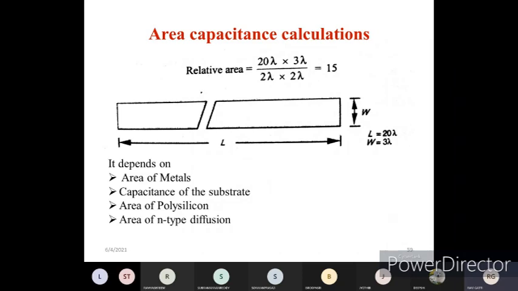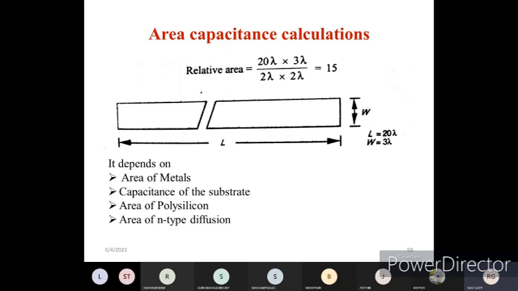When you want to calculate the area capacitance, it depends upon several factors. The first one is the area of the material, how much area of the material you are going to consider for the gate diffusion and for the n plus diffusion. It also depends on the capacitance of the substrate. The area of the polysilicon and the area of the n plus diffusion also matter. All this dependency we can see in the expression for the relative area itself.